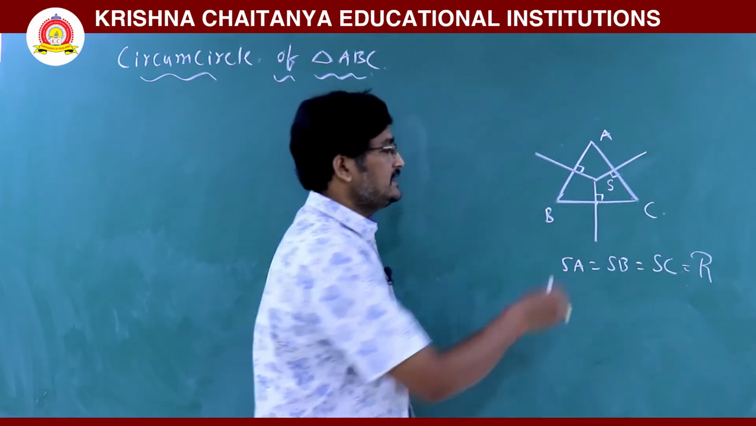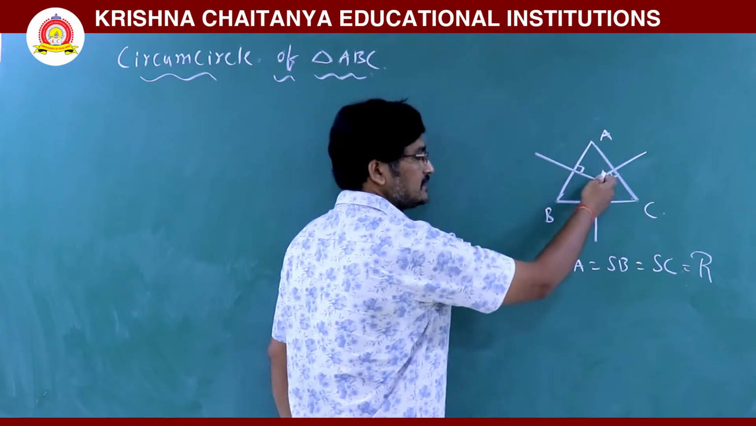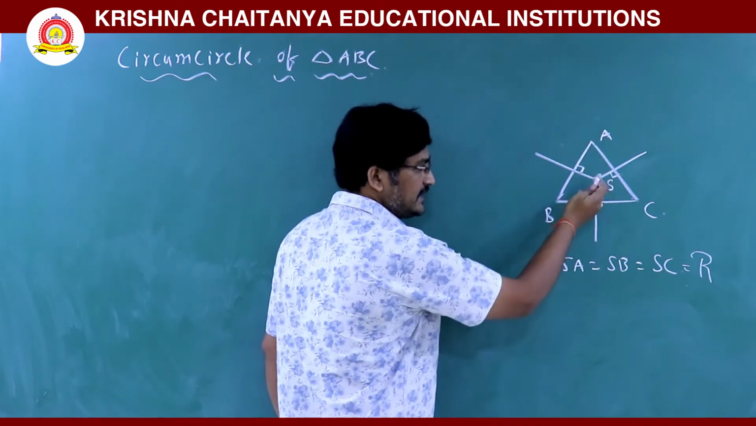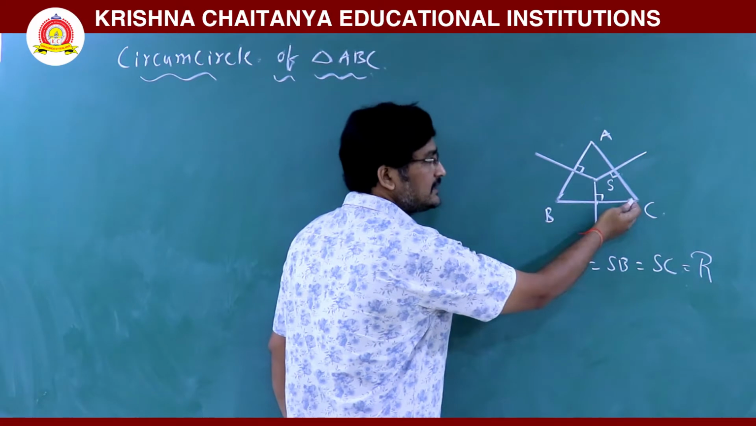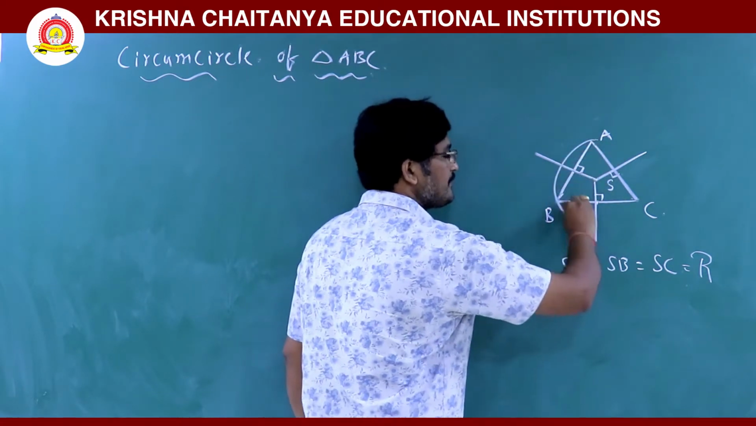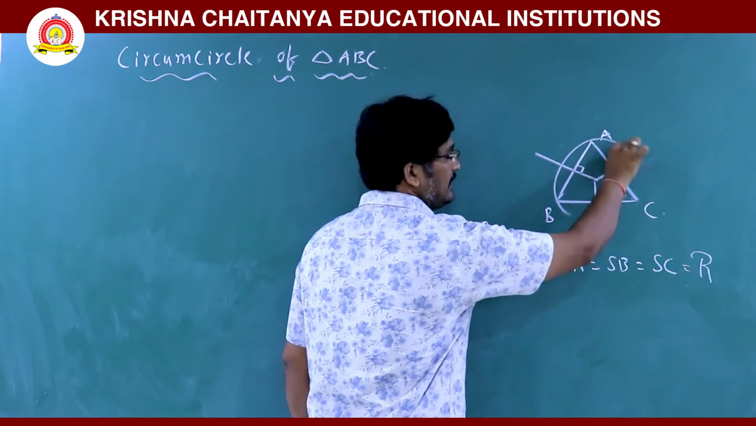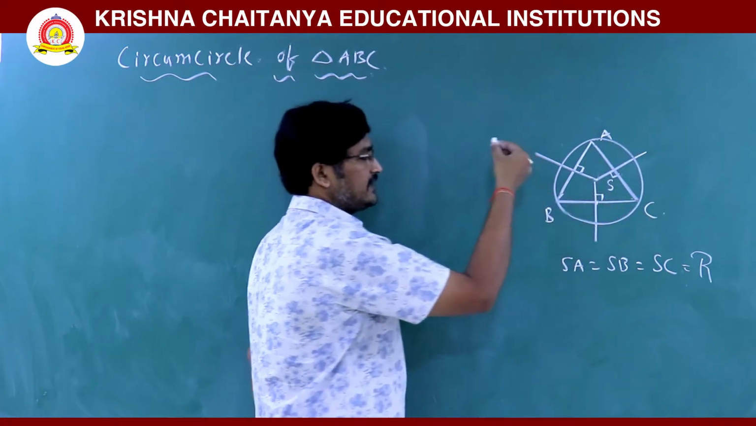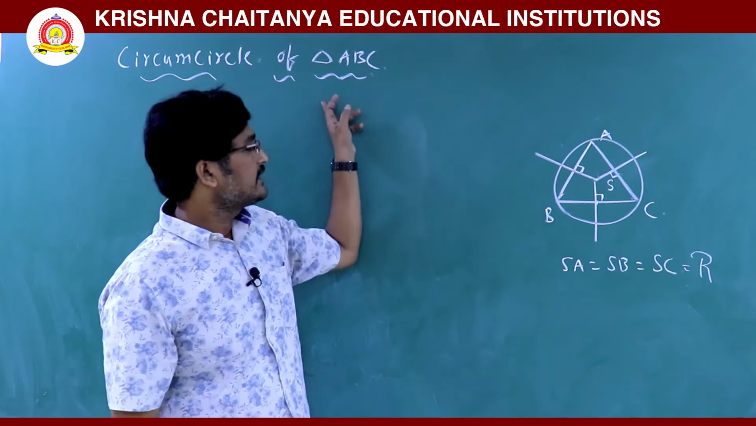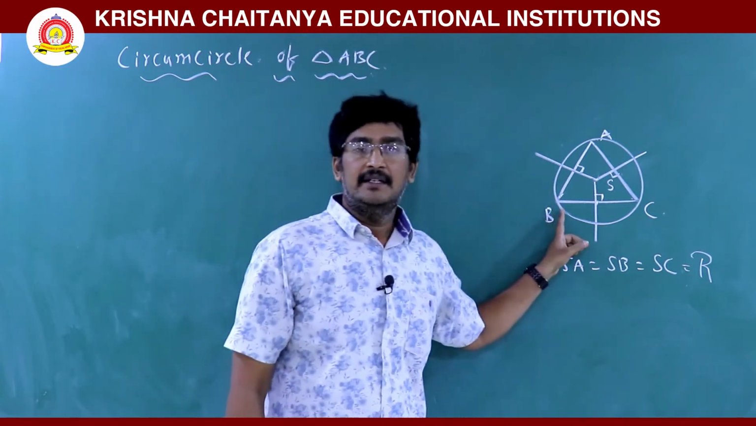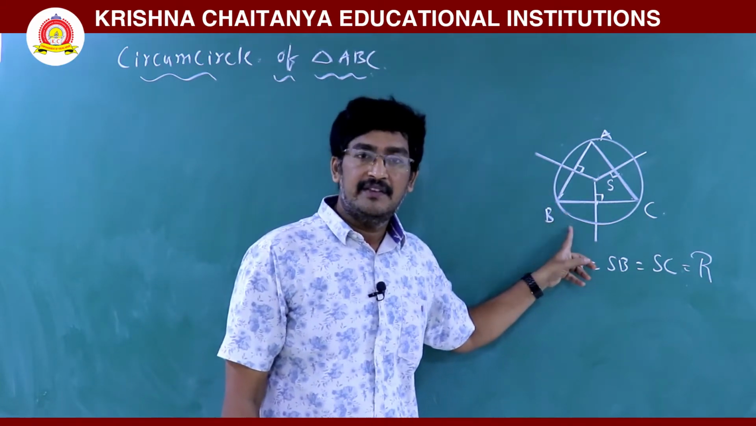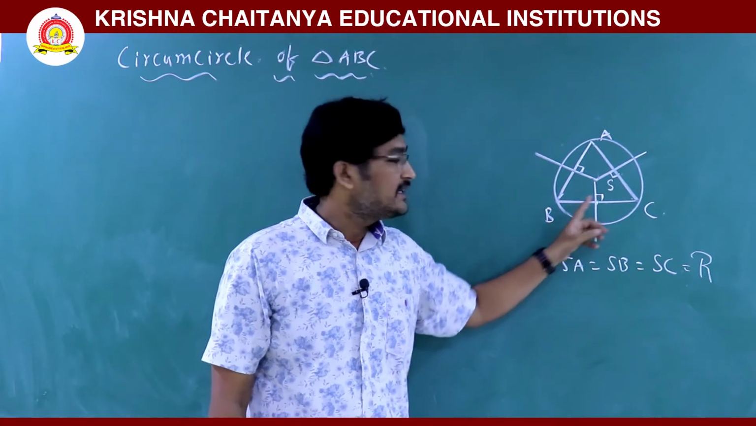Then in that circle, this is the center and this is the radius. This is the radius, this is the radius, this is the radius, this is the center. The circle passes through the three vertices of the triangle. That circle is called the circumcircle of triangle ABC. That circle passes through the three vertices of a triangle, and it has center S.